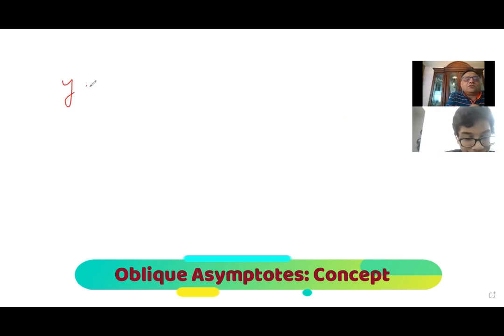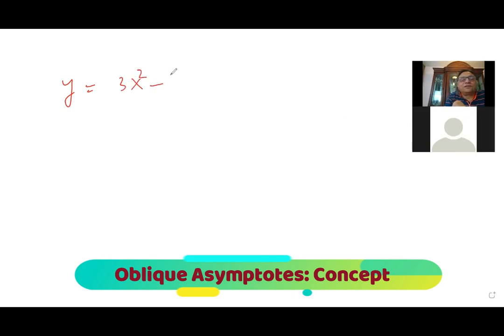Doesn't matter. So y is equal to, let us say, 3x squared. That equation may be very difficult to solve, but we'll just write one equation, right? So let's say 4x to the power of 4, 4x cubed plus x squared minus x plus 2. Let us say, this is my equation, right?